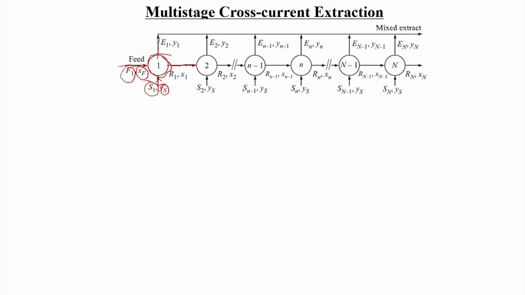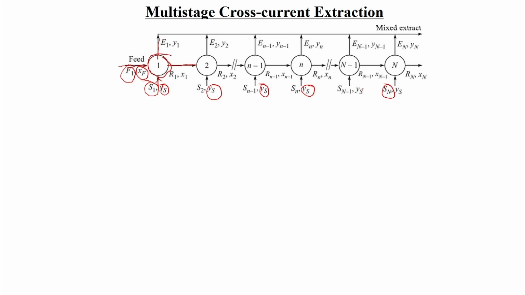So, we can imagine that the multi-stage cross current extraction process is the summation of n number of single stage operations. The only difference is that the raffinate of the previous unit is the feed to the next extraction unit. The solute concentration in the solvent is the same for all these stages, Ys, but the solvent amount can be varied from S1 to S2 to S3 to Sn.